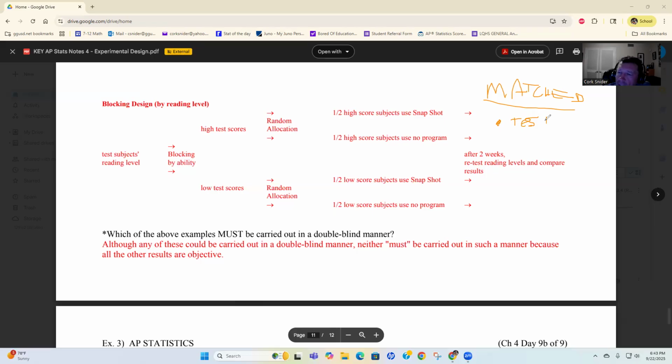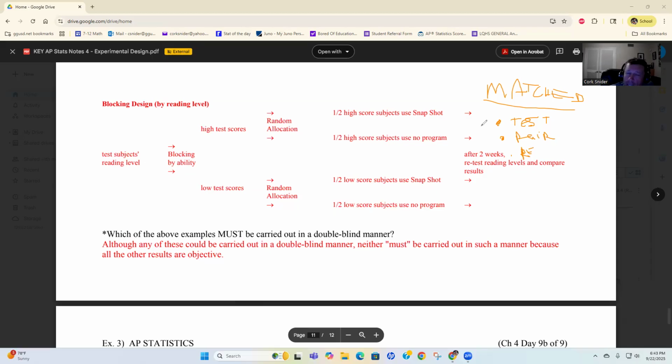Test everyone. Okay. Step two, you could label these one, two, is pair the scores up. Pair the scores up. Okay. The two highest scores, the next two highest scores, the next two highest scores, etc. That's a good way to do it. One, flip a coin and explain all that. One gets snapshot, one gets no program. And then retest, I'll put RE for retest, retest, and then compare the results. So you could do a match pair on this one very easily.